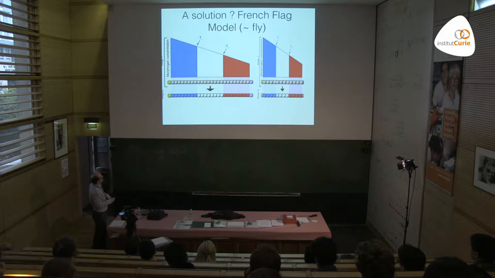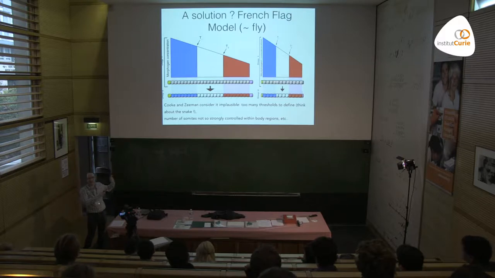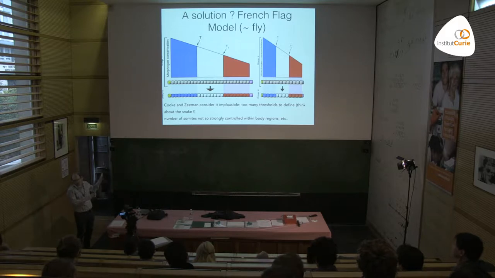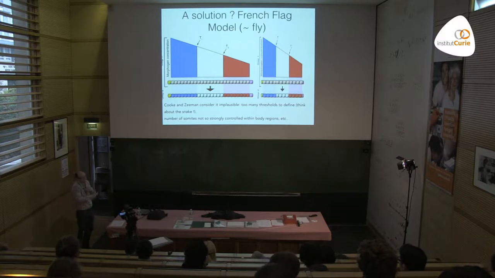Okay, so that would be a very simple way to scale the embryo. The problem is that it's rather implausible. Think about the snake, for instance. Imagine the snake. You have 300 vertebrae. How are you going to define 300 thresholds in a gradient like this? That sounds completely implausible. At that time, Cooke and Zeeman were not thinking about snakes. They were thinking about frogs. They were saying 30 thresholds is implausible. That's not so implausible if you think about the fly, actually. But definitely 300 thresholds sounds implausible to me.